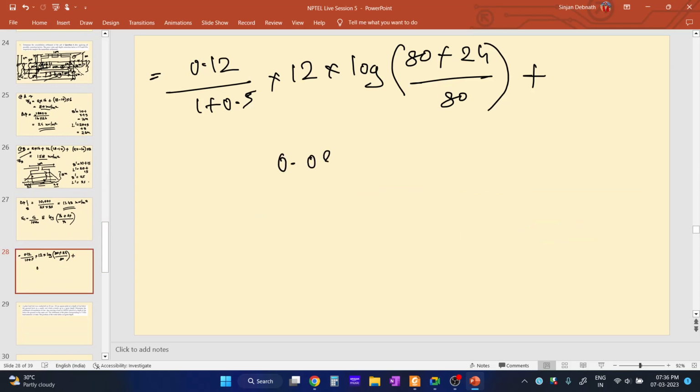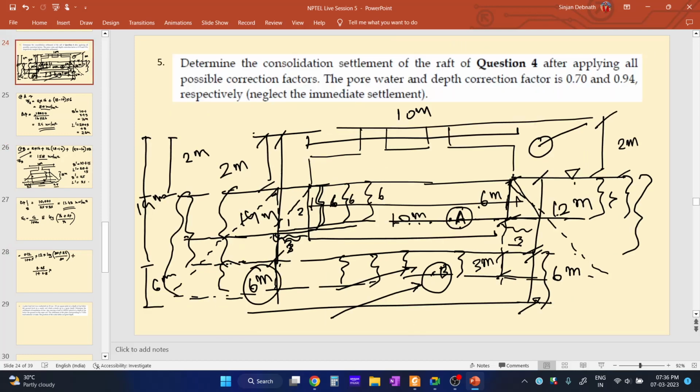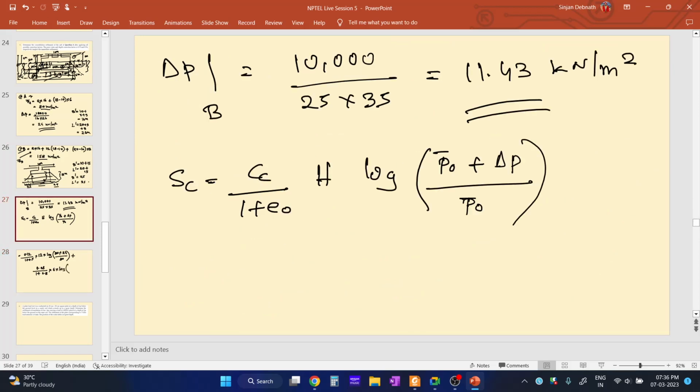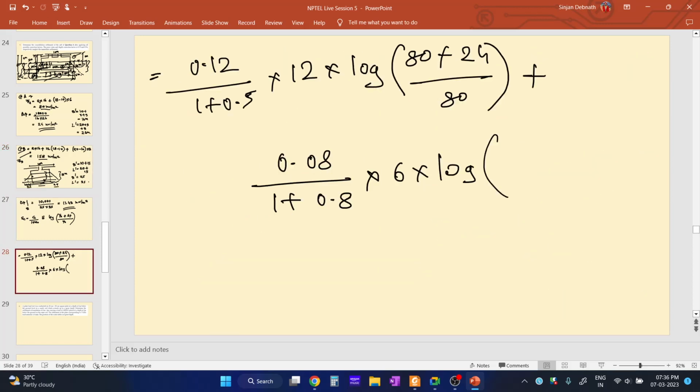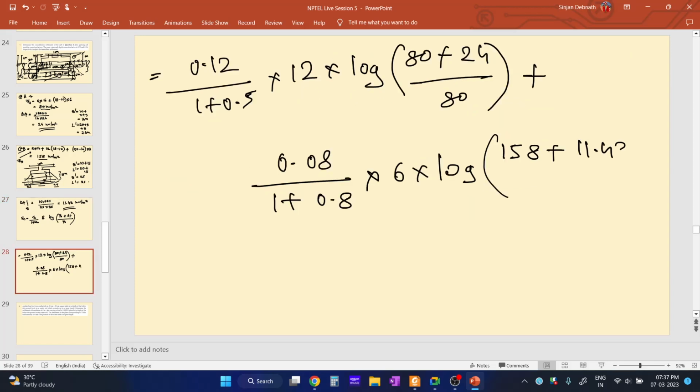So Cc divided by 1 plus e0, that is 0.08 over 1 plus 0.8, into the thickness of the second layer, which is 6 meter, into log of the effective overburden pressure at point B, which is 158 kilonewton per meter square, plus the additional stress 11.43, divided by 158. Now if you solve this equation, you will get the total consolidation settlement, which is 62 millimeter.